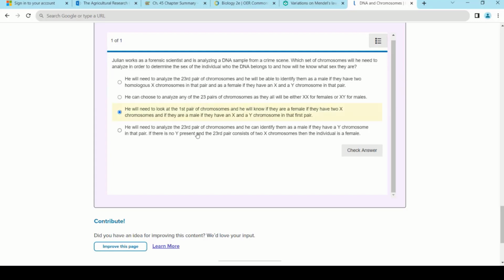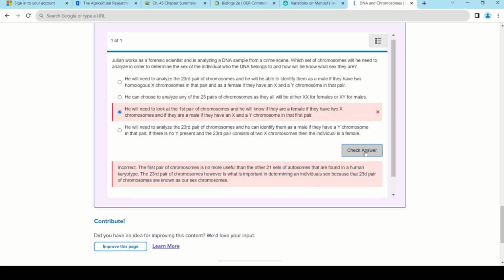Okay, let's check 3. It's incorrect. The first pair of chromosomes is no more useful than the other 22 sets of autosomes that are found in the human karyotype. The 23rd pair of chromosomes, however, is what is important in determining an individual's sex, because the 23rd pair is our sex chromosomes. Let's also check D, as it was stated. D is correct. The sex chromosomes are the 23rd pair, which are XX in females and X and Y in males. The other 22 pairs of chromosomes are known as our autosomes, hold many of our other genes, but are not responsible for determining sex.